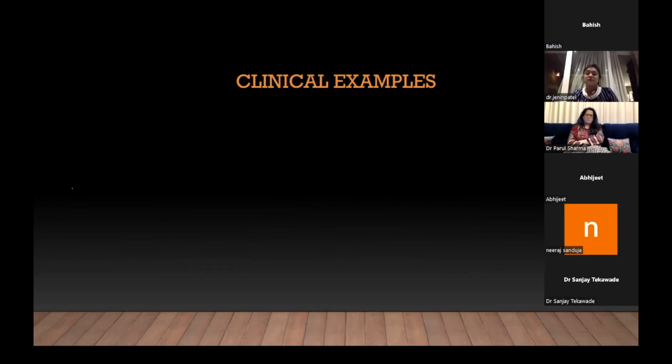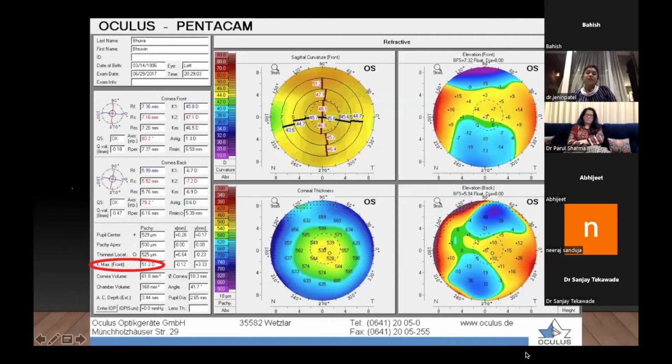So let's look at some clinical examples, so probably we'll understand this better. Again, when we look at the numerics in this particular patient, all the numerics are normal except for the Kmax, which is 51. The curvature map is looking normal. Your pachymetry is looking normal. You do not have elevations on the front surface, and no elevations on the back surface.